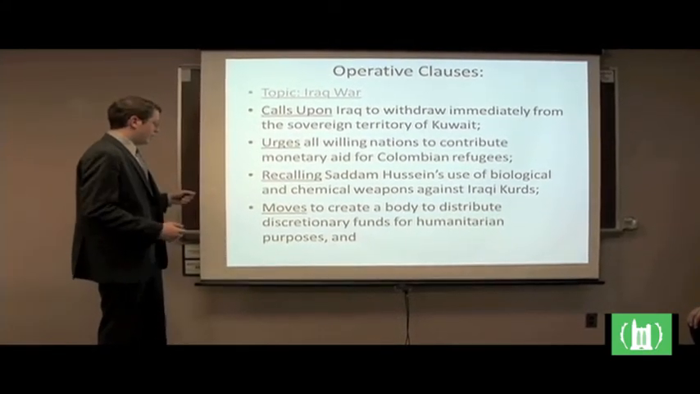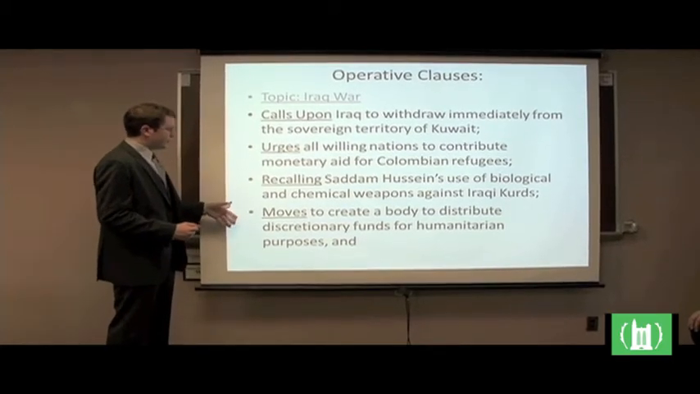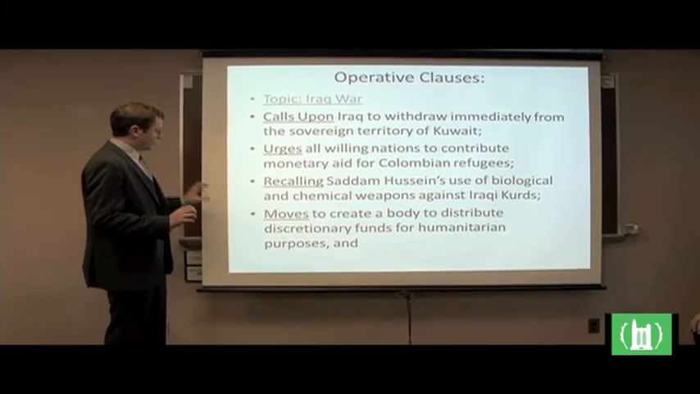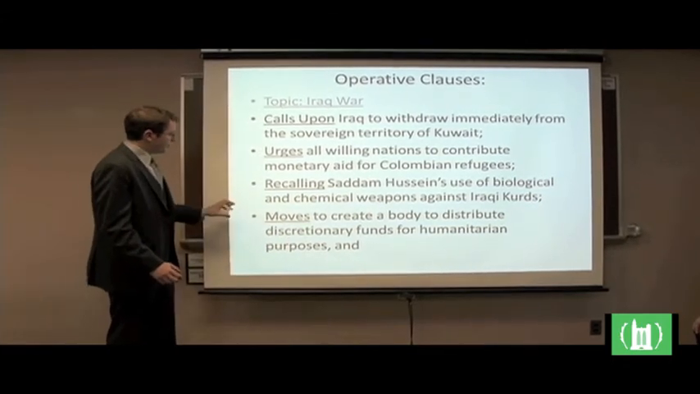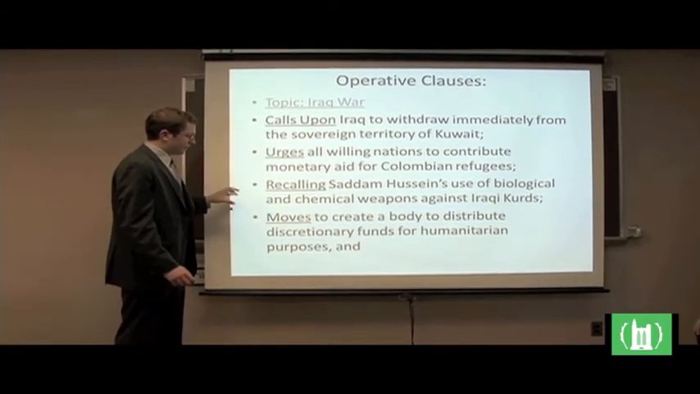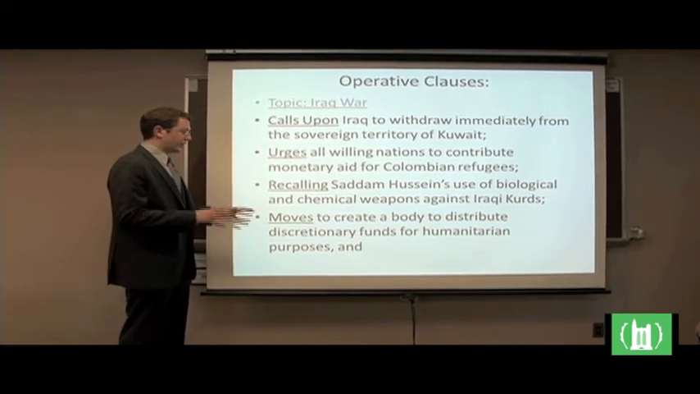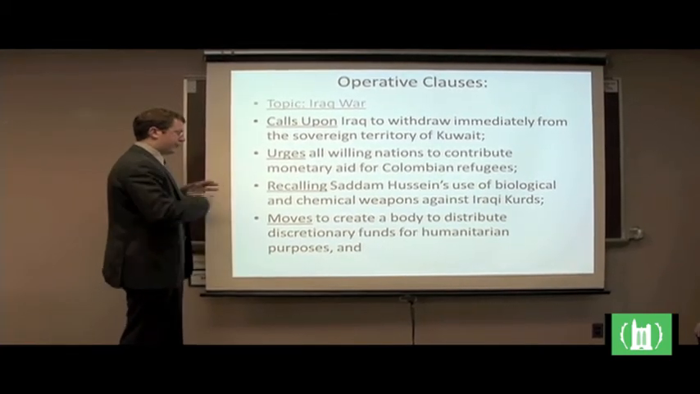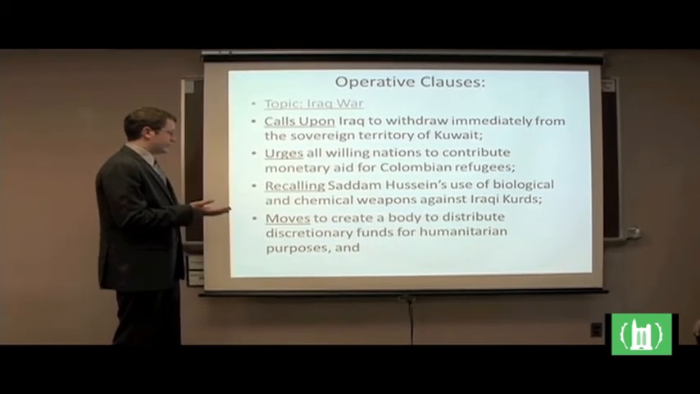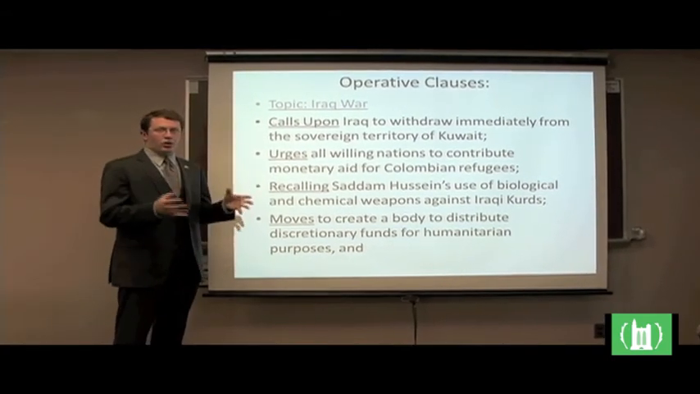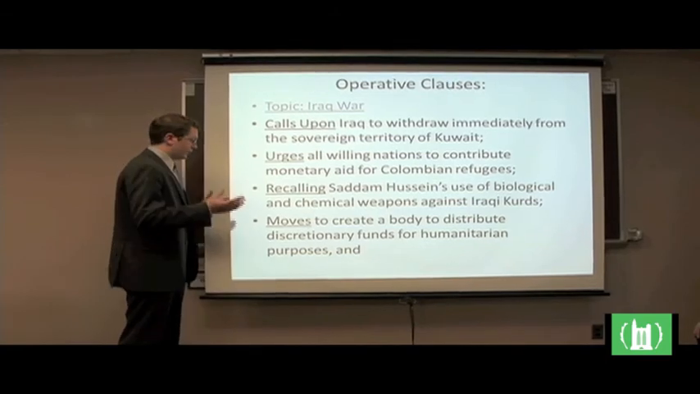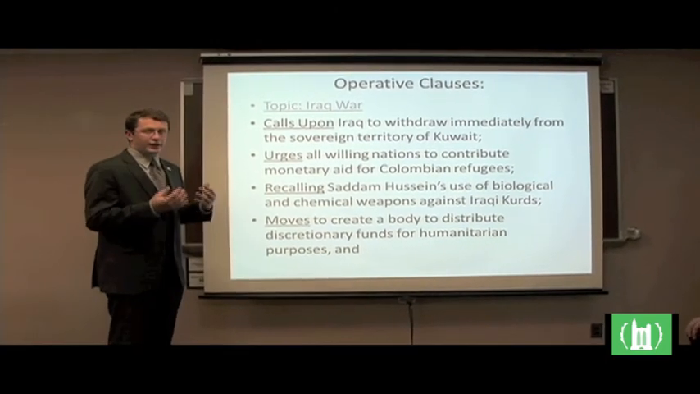action. And then this last clause here is wrong for two primary reasons. One, punctuation is wrong, and two, it's vague and not very well structured. Moves to create a body to distribute discretionary funds for humanitarian purposes. What's the body going to be called? What are its policies going to be? These are things that need to be explained in the operative clause.